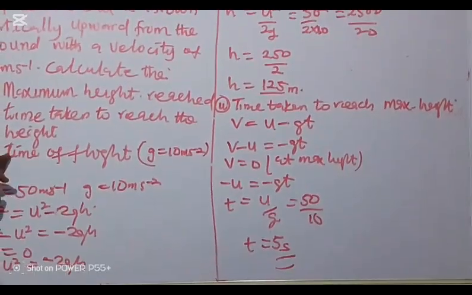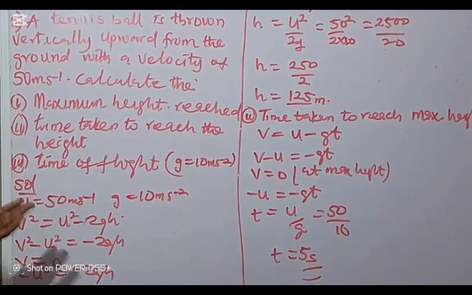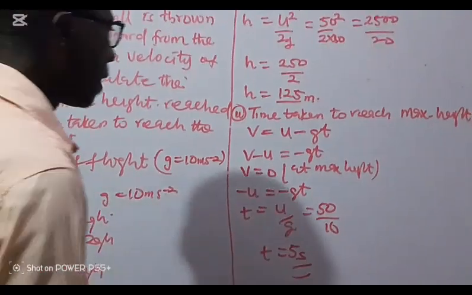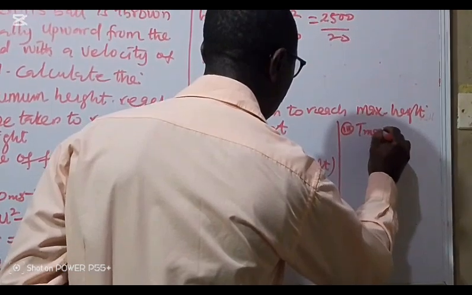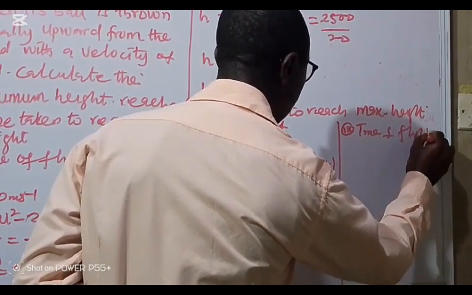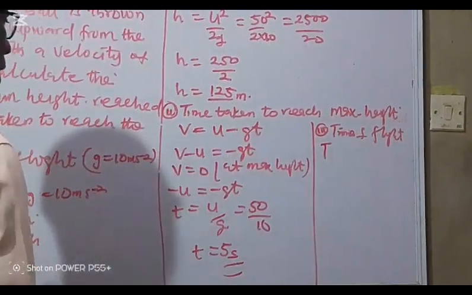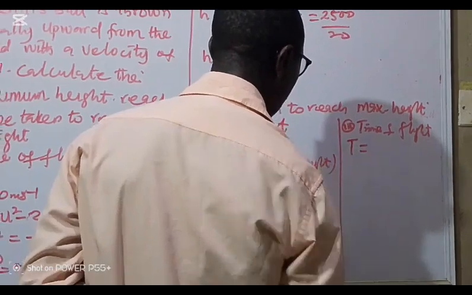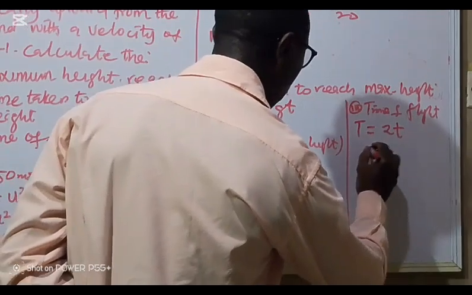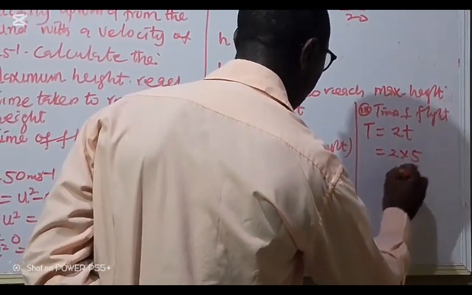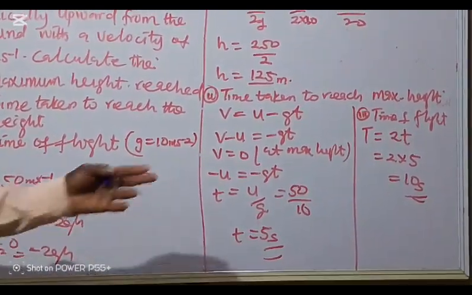Now, the last question, which is Roman figure 2, time of flight. Mind you, time of flight is the same thing as total time taken. So to calculate total time taken, now that's Roman figure 3, time of flight, which is capital T. According to the formula given in the last question, that will be 2t. Our t is 5, so we are going to have 2 multiplied by 5. That will be 10 seconds. So it means time of flight, or total time taken, will be equal to 10 seconds.